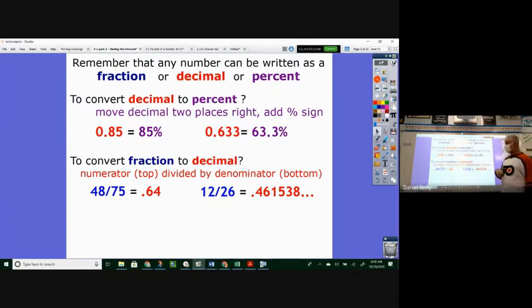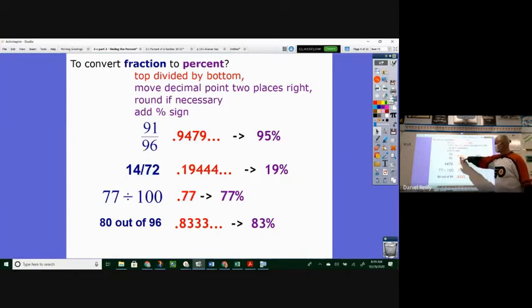To convert a fraction to a decimal, we really haven't gone over this, but that's what you just did. You divide in your calculator. That's how you convert any fraction to a decimal, because every fraction is really a division problem, right? So 48/75 is 0.64 as a decimal. 12/26 is 0.461538, and this thing goes on forever. We'll talk more about that in the next unit, but for these problems, I can convert this to a percent, because if I have the decimal, then I can convert the decimal to a percent.